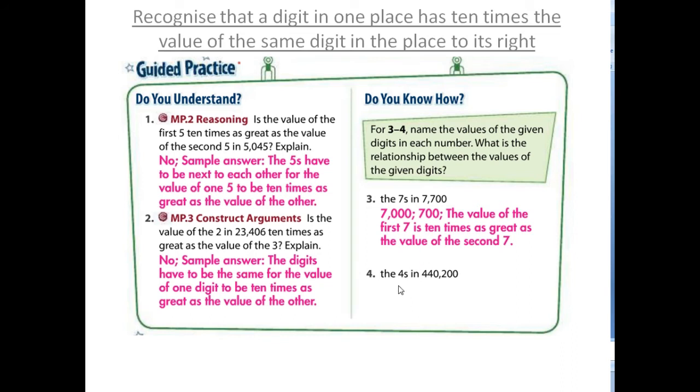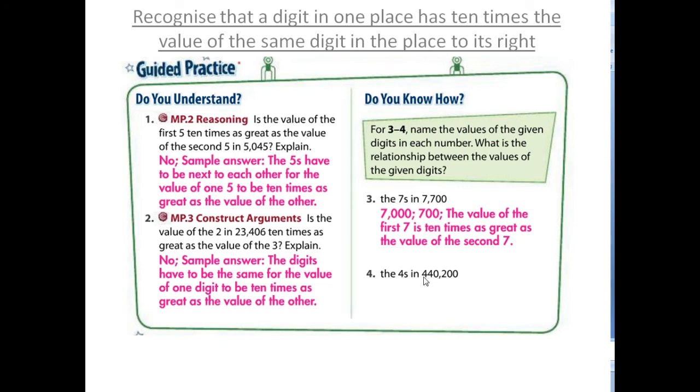Question 4. The 4 in 440,200. We start with this 4. This 4 is in the 6th place. Look, if you start from here, 1, 2, 3, 4, 5, 6. Let's go again, reading the places: ones, tens, hundreds, thousands, 10,000, 100,000. So the 4 is in the 100,000 place.